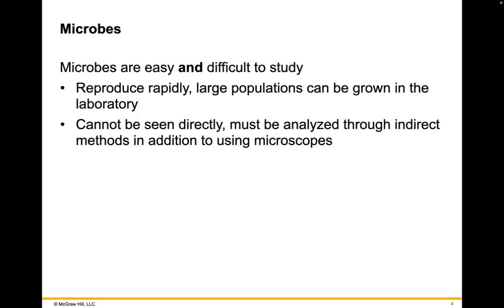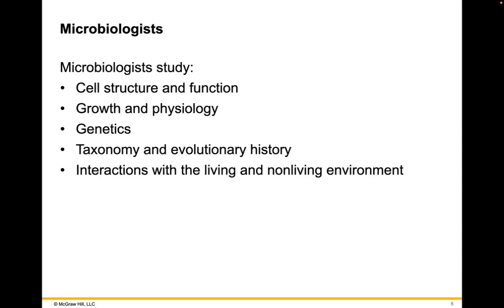Now, microbes or microorganisms are easy to study, but they're also difficult to study. Why are microbes easy to study? Well, we can grow them very quickly in the lab, pretty easily. They reproduce at a rapid rate, which allows us to do that. But they're difficult to study. As I said, we can't see them, so we're going to need microscopes to see these microorganisms and use chemical tests.